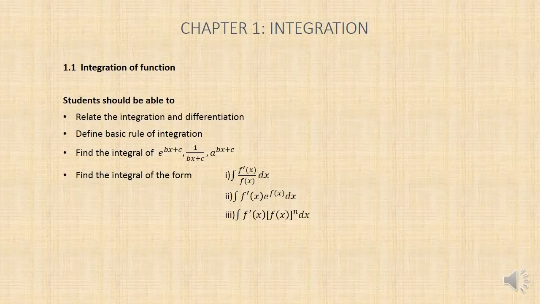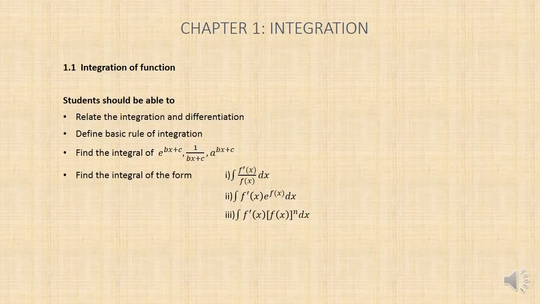Assalamualaikum and hi everyone. We begin syllabus SM025 with chapter 1, integration. Now we look at subtopic 1.1, integration of function.